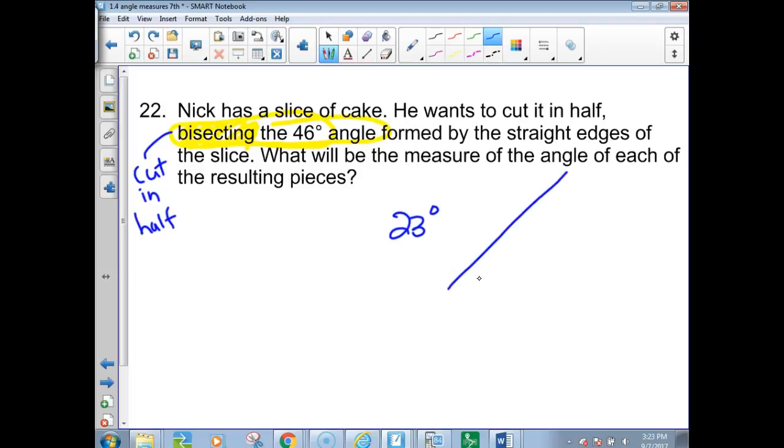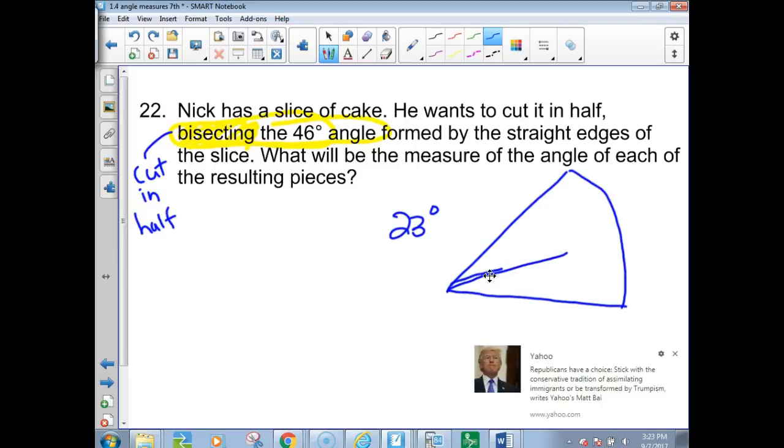So here's what it implied. He has a piece of cake or pie, and he wants to cut it in half. So you don't have to draw this to do the problem, but that angle right there that I'm whacking in half was 46 degrees. So each of these would be 23. I hope that makes sense.